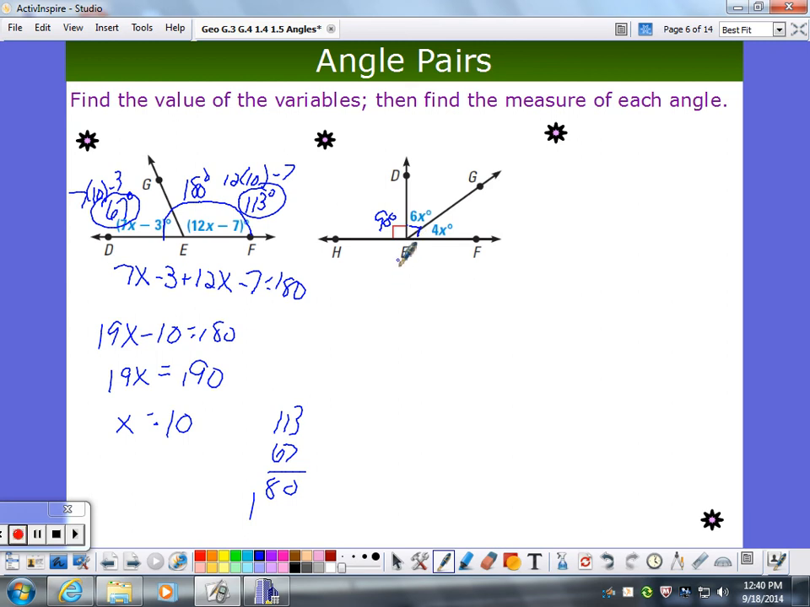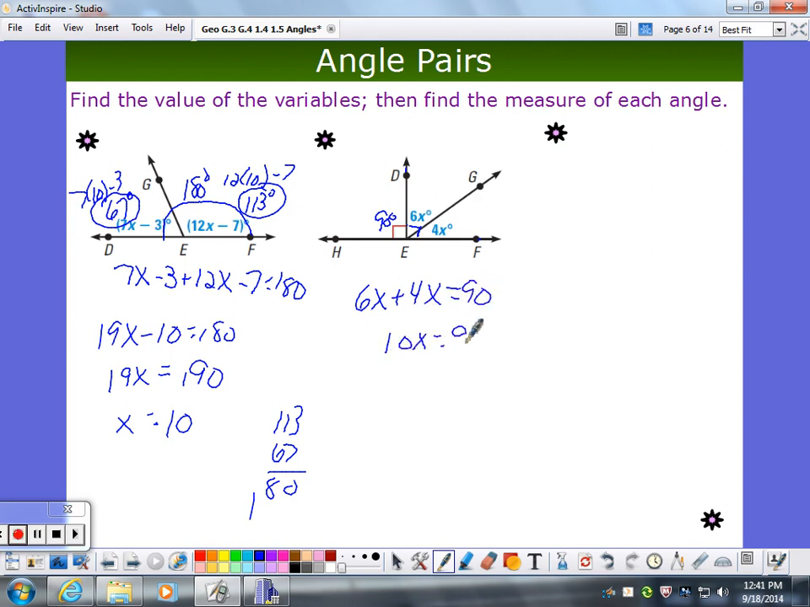Supplement. Whole thing 180, subtract 90. Fantastic. So what does that say about angle DEG and GEF? What do they add up to? 90. So what's the word when two angles add up to 90? Complementary. These two angles are complementary, so I can just set them equal to 90.